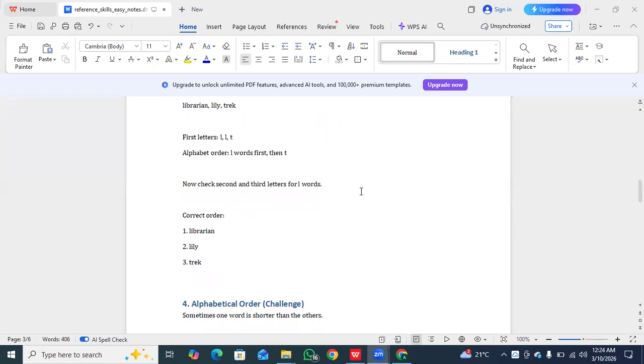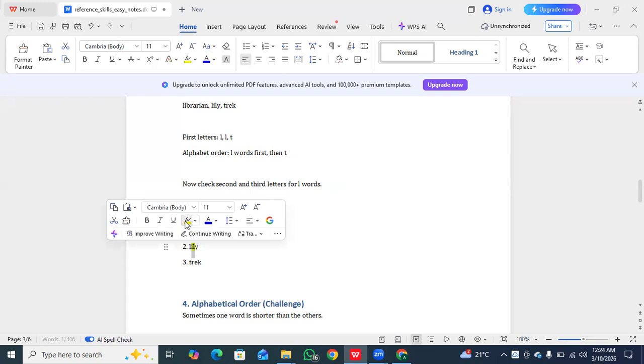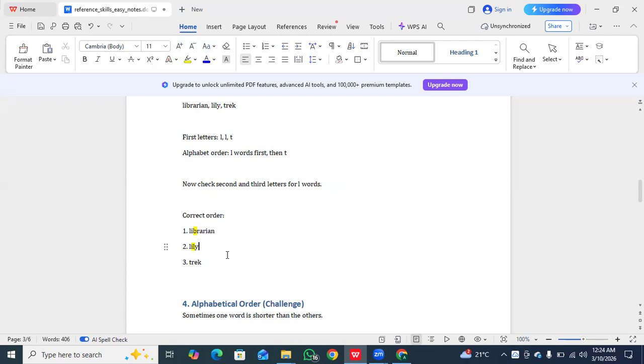As you can see, both L words have the same second letter, that is I. So check the third letter: B and L. B comes before L. So the final order is librarian, lily, and track. In this situation, you have to check the third letter if the first two letters are the same.